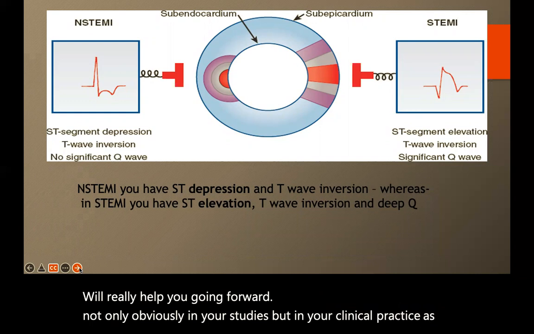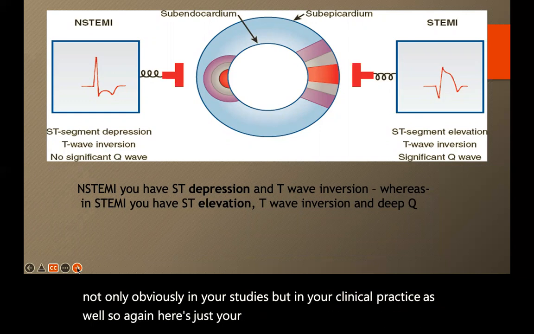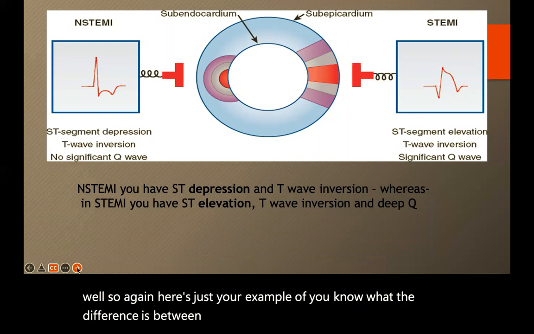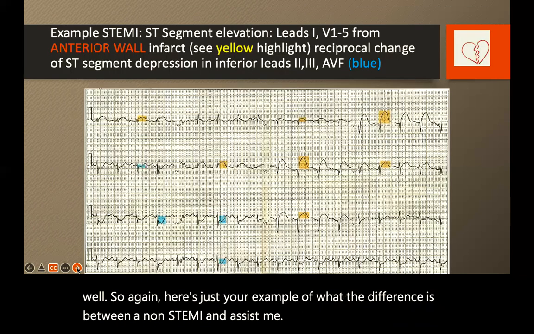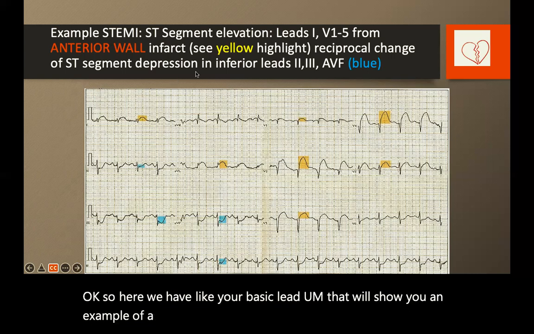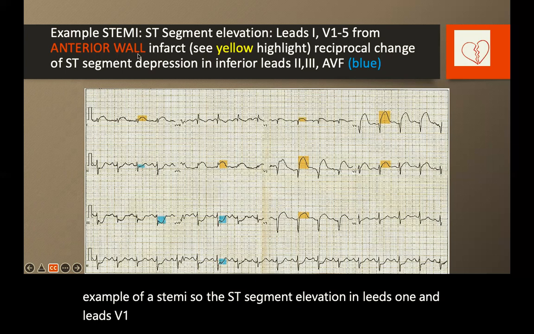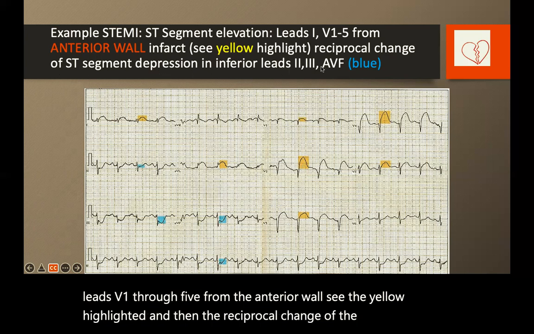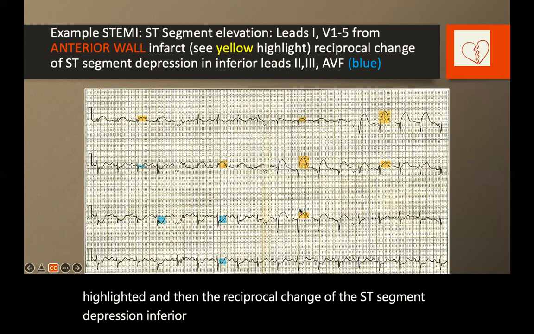So again, here's just your example of what the difference is between a non-STEMI and a STEMI. Okay, so here we have your basic lead that will show you an example of a STEMI. So the ST segment elevation in leads 1 and V1 through 5 from the anterior wall, see the yellow highlighted, and then the reciprocal change of the ST segment depression inferior highlighted in blue.